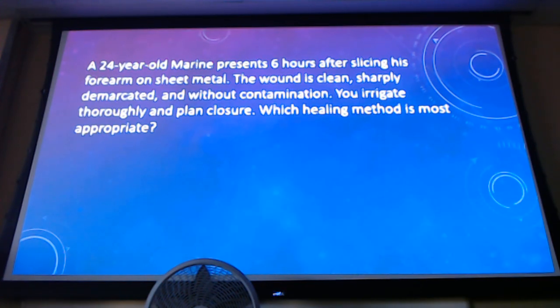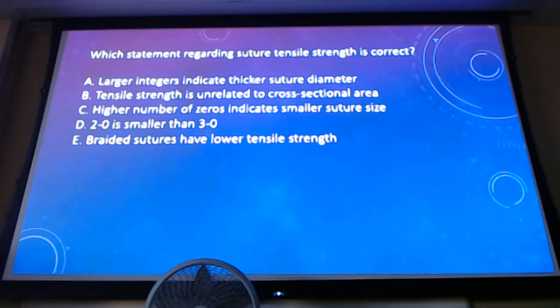So you have a 24-year-old, 6 hours after slicing his forearm on sheet metal. The wound is clean, sharply demarcated, without contamination. You plan to close. What is the most appropriate healing method? Primary. Good. What if it was more than 24 hours old? Secondary.